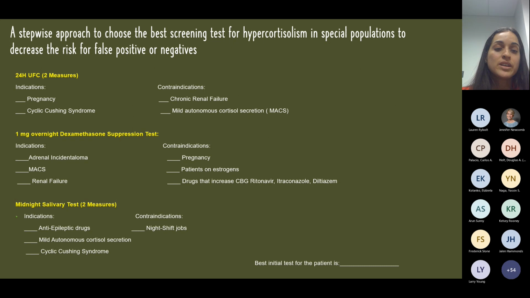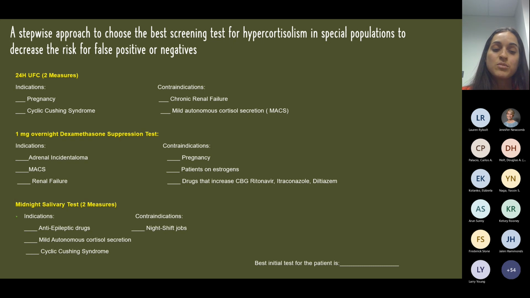For the 1 milligram overnight dexamethasone test, the indications are, as we discussed, adrenal incidentalomas, mild autonomous cortical secretion, and renal failure. It is not a good test for pregnant patients, patients that are taking estrogen, or patients that are taking medications that can increase the cortisol binding globulin. Why? Because we can have a false positive.